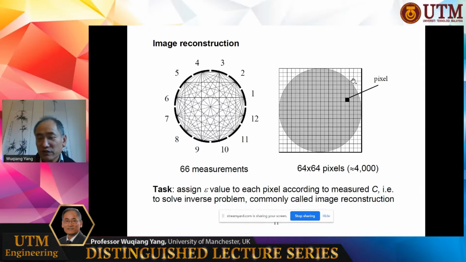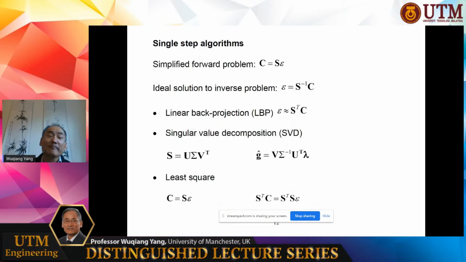If we divide this area into many small pixels, we try to determine or to guess what's the permittivity value in each pixel. So if we can do this, that is image reconstruction. So the task of image reconstruction actually is to assign permittivity value to each pixel here, according to measured capacitance on this side, i.e. to solve inverse problem, which is commonly called image reconstruction.